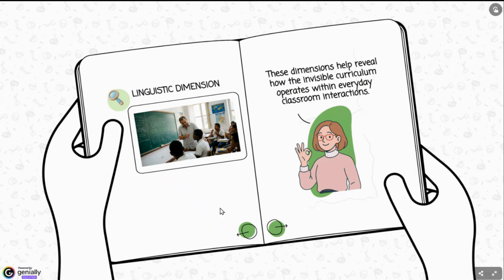Together, these dimensions illustrate how the invisible curriculum operates through subtle expectations, language hierarchies, and cultural representations that shape participation and learning. Understanding these dynamics is essential for developing more inclusive, intercultural, and context-responsive bilingual learning environments in diverse public schools in Santander.